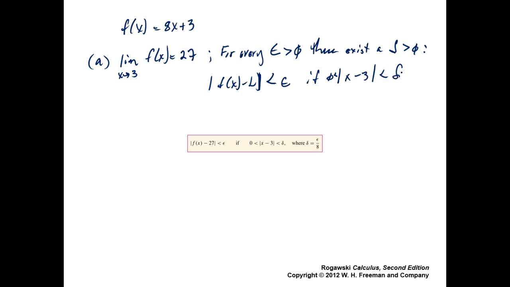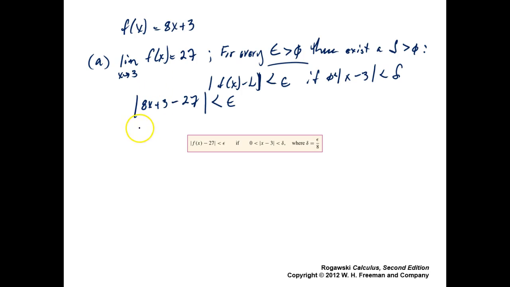Okay. We want that to be true. For every epsilon greater than 0, you can find the delta that makes that true. Now, how do we go? Since we're given the first, let's start with that. Your f of x is 8x plus 3, minus 27. That's your limit, right? This absolute value we want less than some epsilon. So given there's an epsilon greater than 0, we want that to be true.